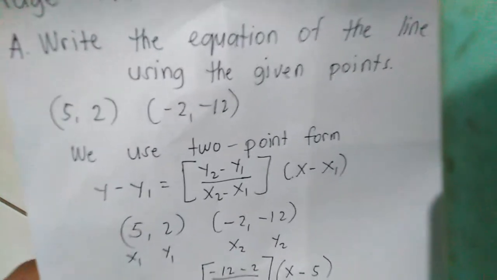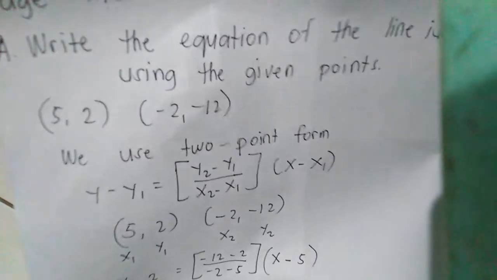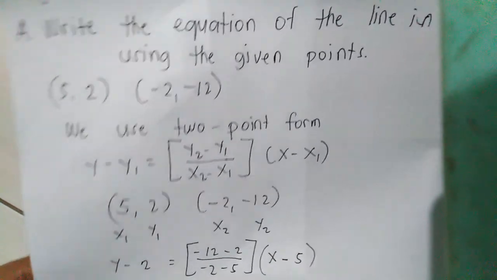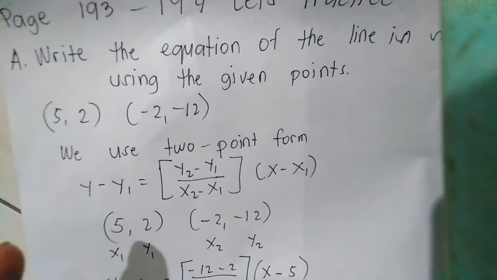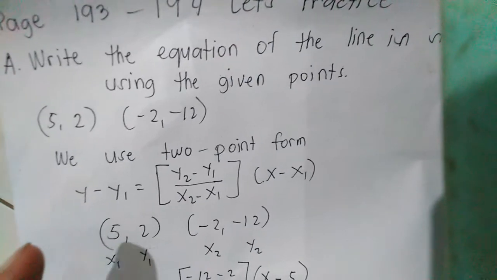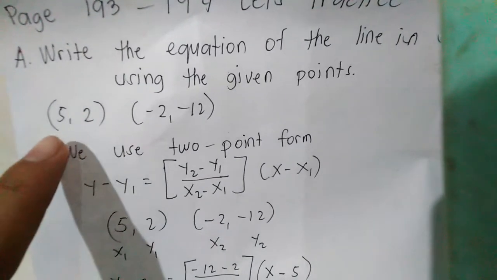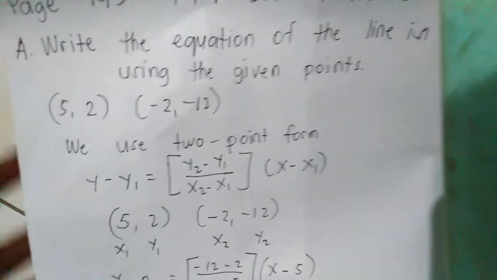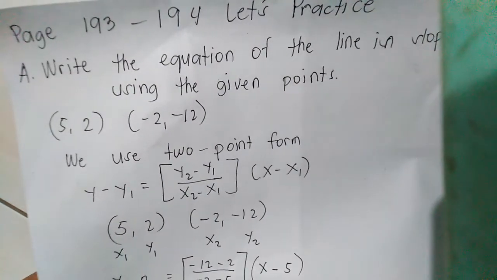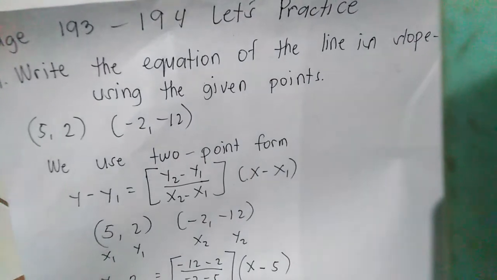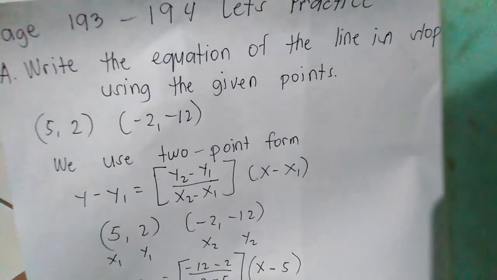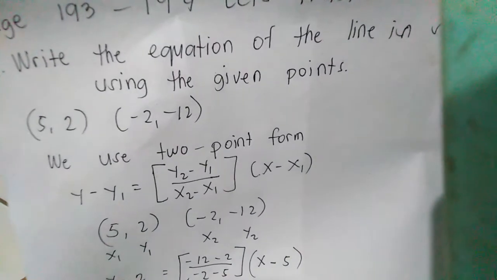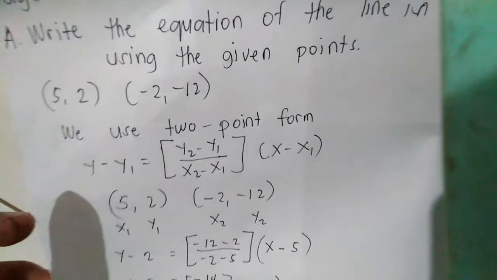You should familiarize or memorize the formula of the two-point form. If we are asked to find the equation of a line, and the given is two points, we are going to use the two-point form. We are going to write the equation of the line in slope-intercept form or in standard form. So we have our two-point form here.